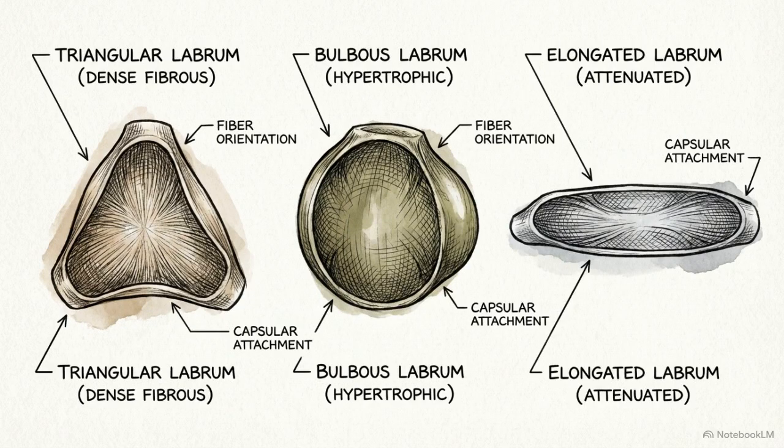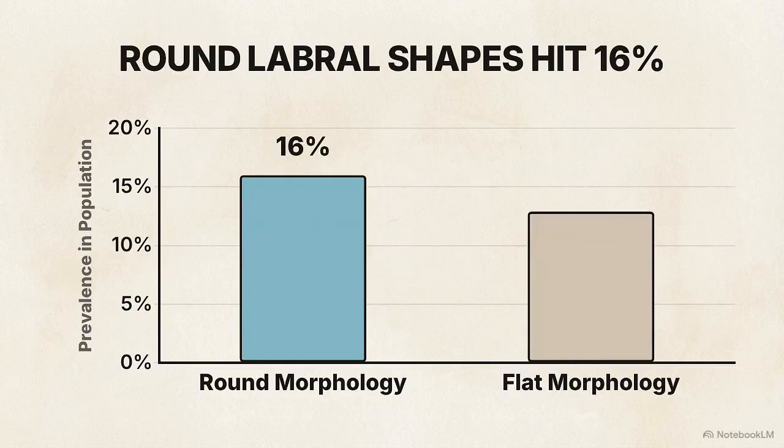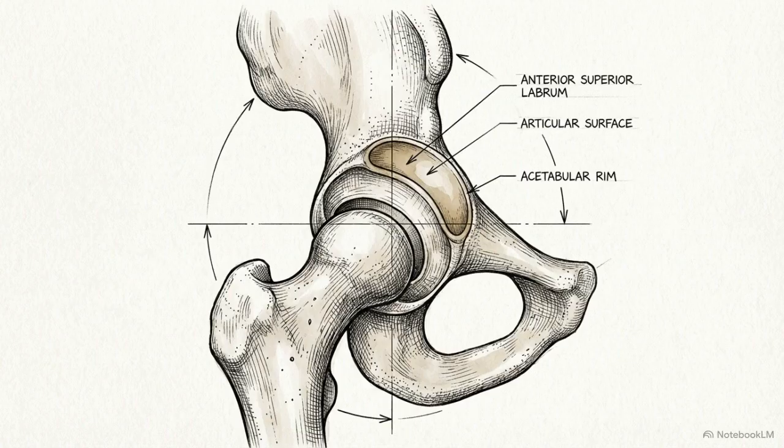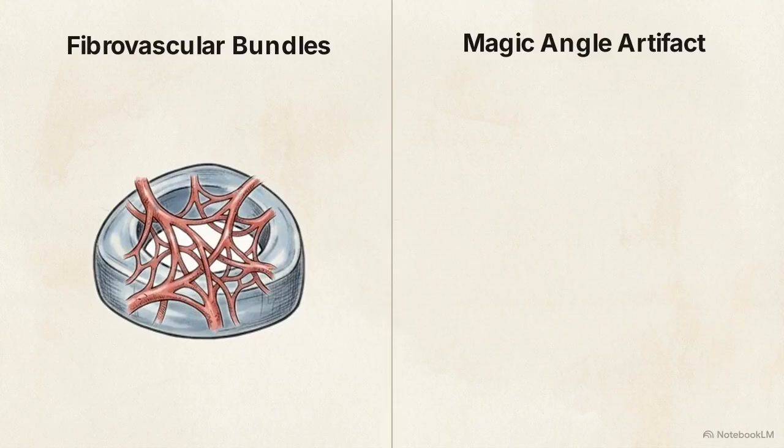While the triangular shape is the most common, anatomic variations occur. Round labral shapes appear in up to 16% of patients, and flat shapes in up to 13%. Signal variations are also frequent, particularly in the anterior superior labrum. These can be caused by normal fibrovascular bundles or magic angle artifact.